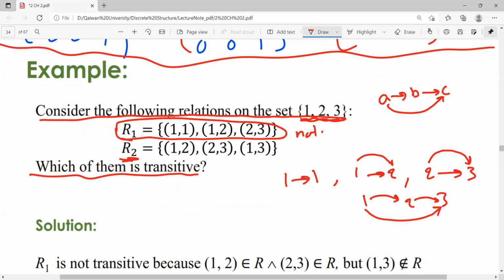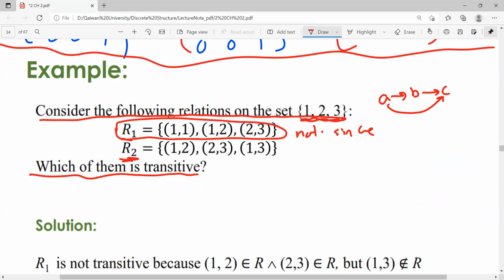So the reason here is we say that since 1 and 2 belongs to R, and 2 and 3 belongs to R1, but 1 and 3 doesn't belong to R1. This is the reason. That's why we say that's not transitive.